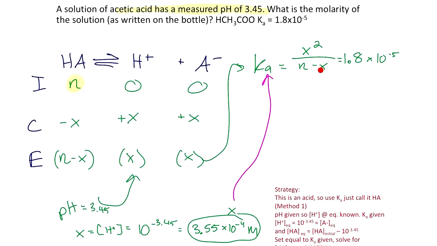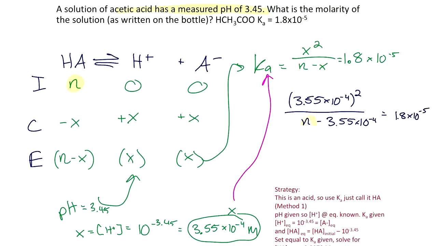Should we make an approximation? No, don't make an approximation. We know what X is. And then we see that the variable that we need to solve for is just in one spot. So don't make the approximation. 3.55 times 10 to the negative 4, squared, over N minus 3.55 times 10 to the negative 4 equals 1.8 times 10 to the negative 5. You can solve for that. N is just in one spot.